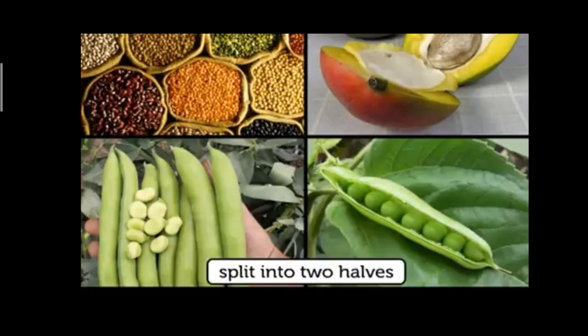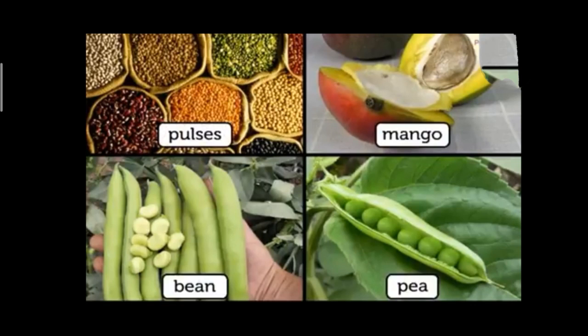Some seeds can split into two halves. That means seeds are having two cotyledons. For example, pulses. Most of the pulses are having two cotyledons. For example, green gram, kidney bean seeds, etc. Then mango, bean, pea. These are the examples for the seed which contain two cotyledons.